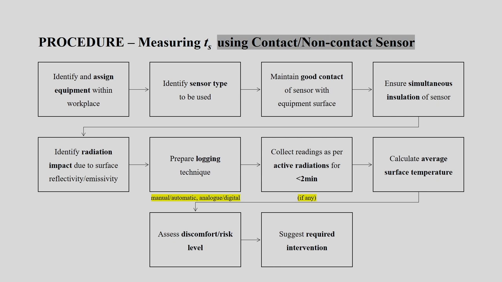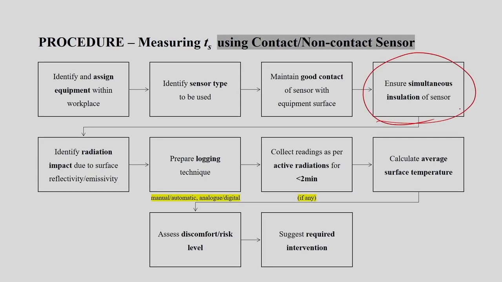Once you understand how you are going to collect your data, you collect your reading as per the active radiation for less than 2 minutes, or if something specific is needed, you can go for that. Then calculate the average surface temperature, because you are doing it for a whole day, right? So maybe you can take the average of it, and then you assess the discomfort level. Once you assess the discomfort or risk level, then you go for the intervention as and when required. Very similar. The only thing is, you need to understand how the sensor is going to work for your case. What is the surface? How are you going to create that contact? That depends on the individual experiment. So you need to maintain that.